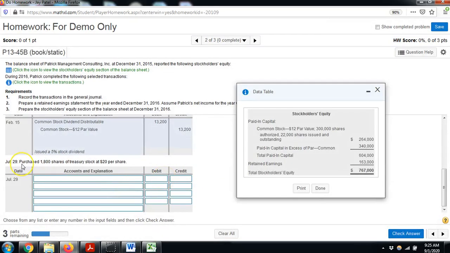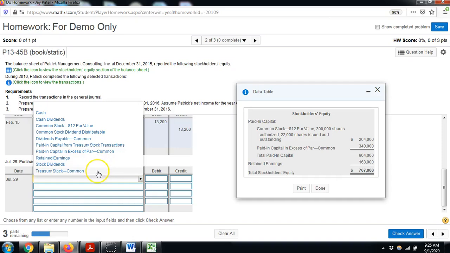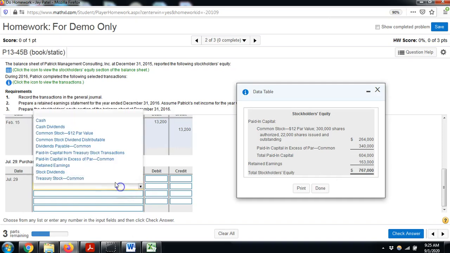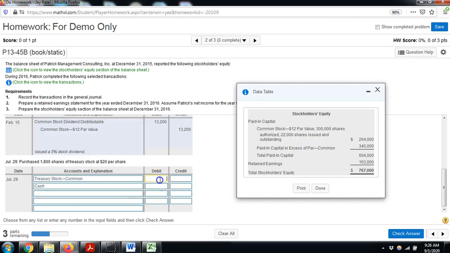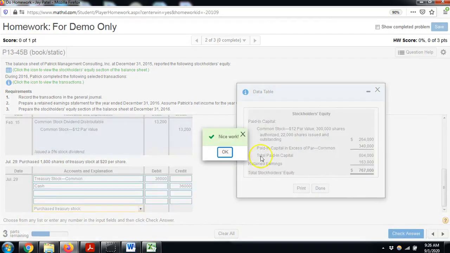Okay, so now looks like we have a treasury stock transaction. So we purchased 1,800 shares at $20 per share. So let's just do the math. We have 1,800 shares, $20 a share. So the total amount of cash that we paid is $36,000. So we're going to have common stock treasury, and we're going to have paid for it with cash. Okay.